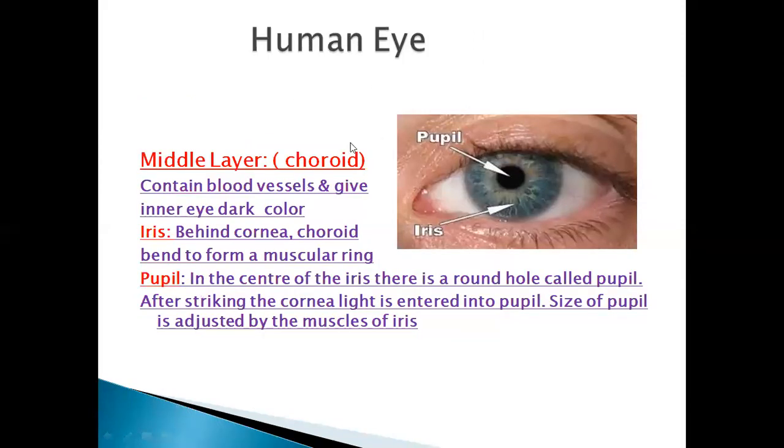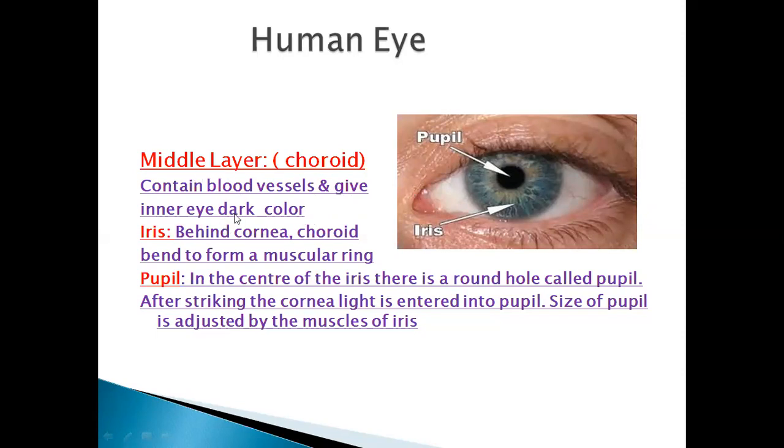Yes, next to the outer layer is the middle layer, and it is also known as the choroid. It contains blood vessels, the middle layer here. You can see the parts of the middle layer. It contains the blood vessels and gives the inner eye its dark color. Yes, your eye is in dark color just because of these blood vessels.